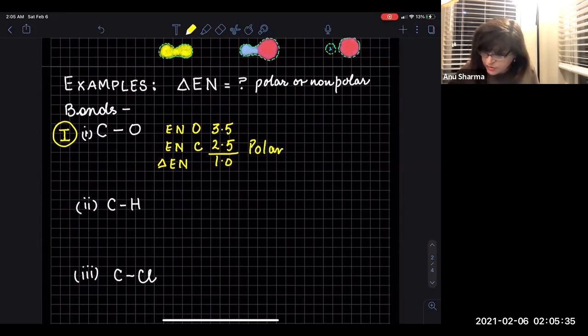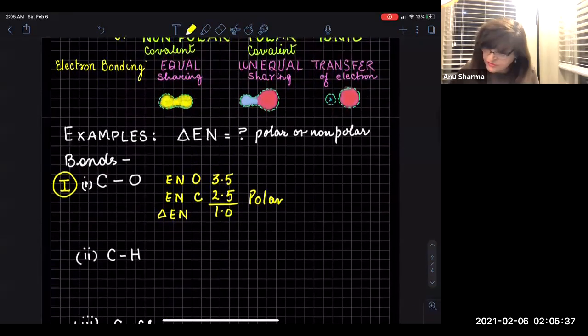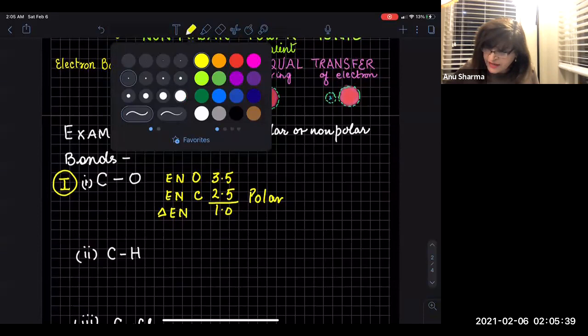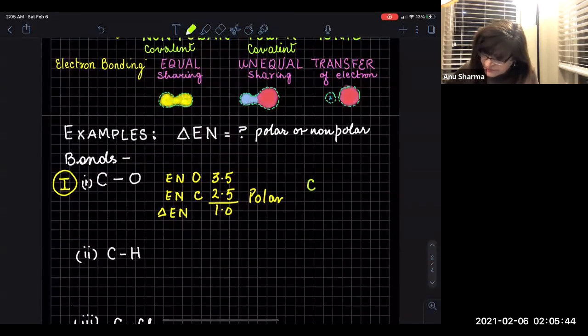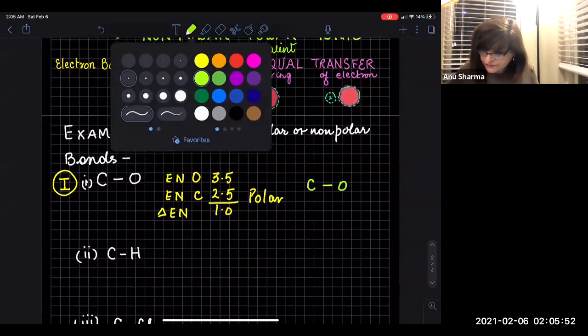Now, this is a polar bond, so I'm just going to write "polar." There's another very interesting point here. Here's carbon, here is oxygen, and this is the bond between the two, just a single bond for the sake of example, but I know carbon will have more and oxygen would prefer to have two. So anyway, what does this mean?